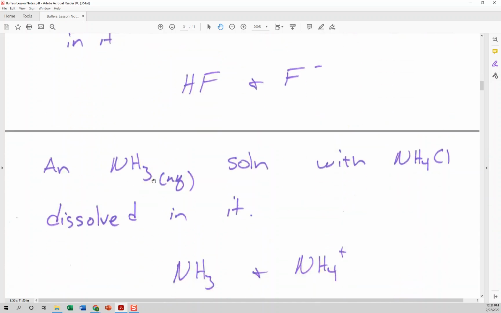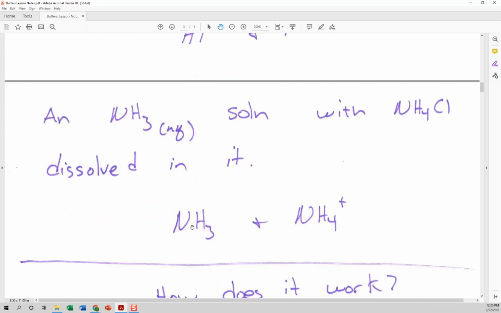You could make an ammonia solution and then add some ammonium chloride. And what you would recognize is, okay, I have ammonia in solution and then I added some ammonium. Well, ammonia is a weak base and ammonium is its conjugate acid, so now you have both of these in solution at the same time. You have a buffer system, all right?